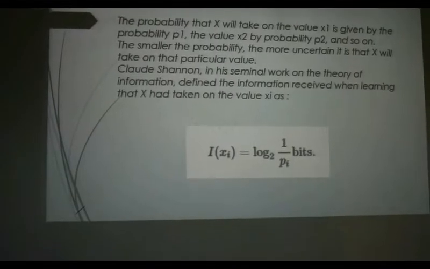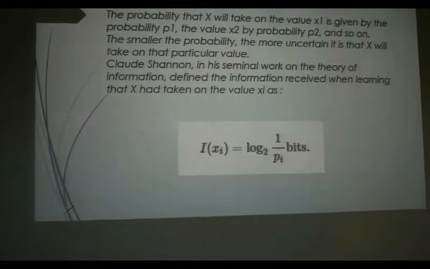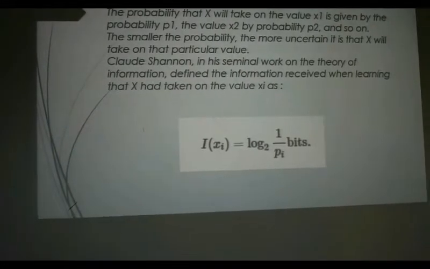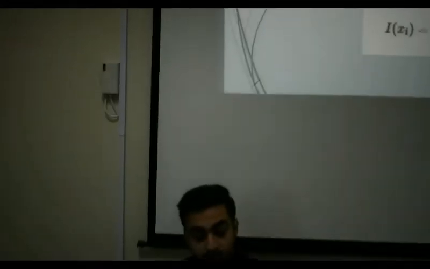Claude Shannon, in his seminal work on the theory of information, defined the information received when learning that x had taken on the value xi as I(xi) equals log base 2 of 1 over pi, and the unit is bit.